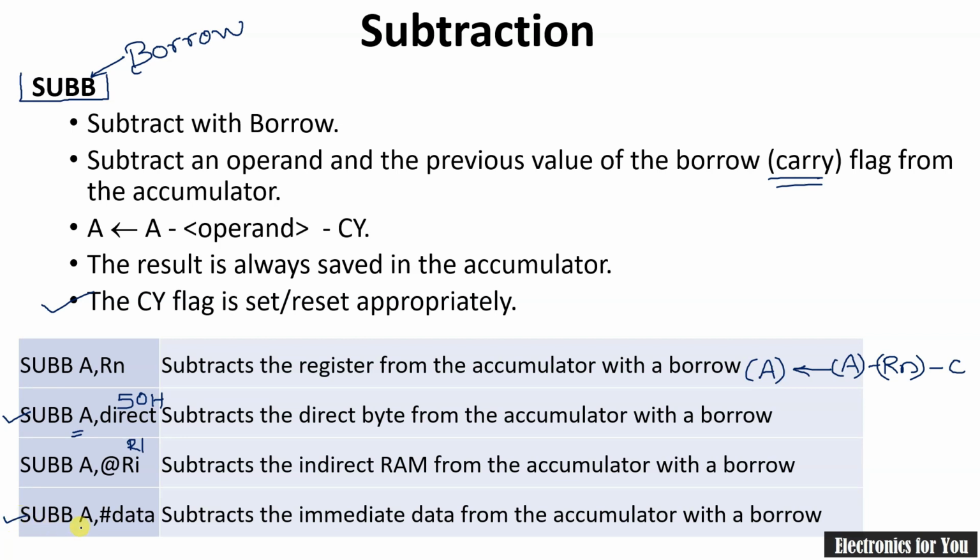Similarly, SUBB A, #data may be, say, #30H. So accumulator minus 30H minus carry flag, and the result will be stored into the accumulator. So this is the subtraction instruction, again similar to addition, only the operation here is subtraction.